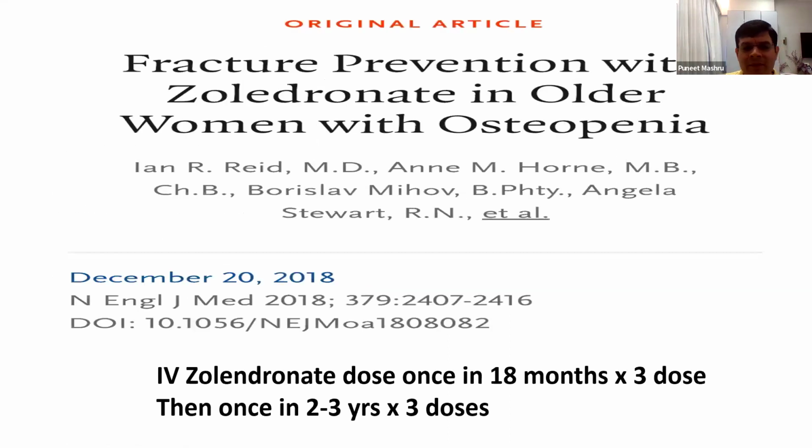So we give IV. There is also data coming in that if we use IV zoledronate, we can extend the duration, so we can also give it once in 18 months. Even that will work very well, and we may not need to give it once a year.